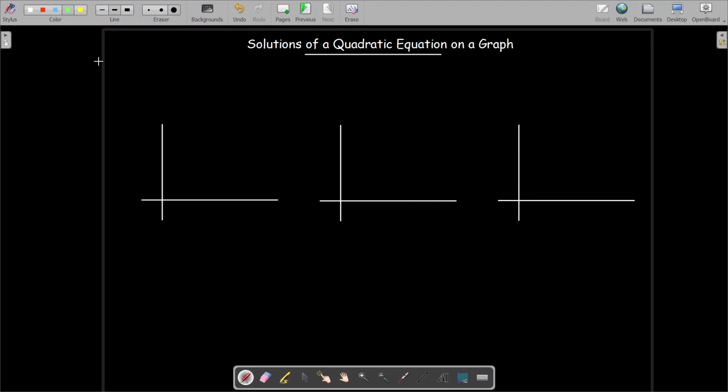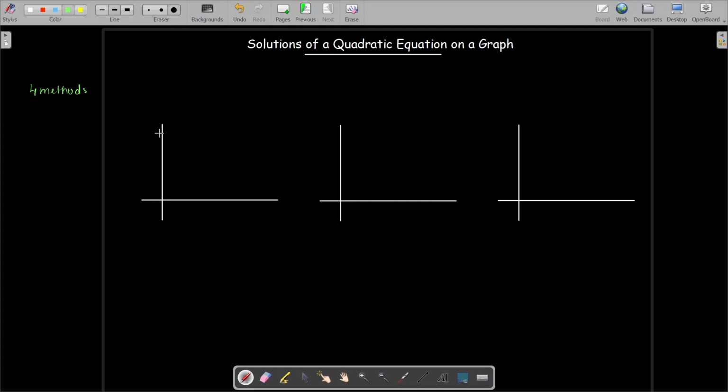Solutions of a quadratic equation on a graph. Now when it comes to finding out the solutions of a quadratic equation, there are four methods, I would say. We will discuss each of these four methods one by one. The first one is the graphical method.